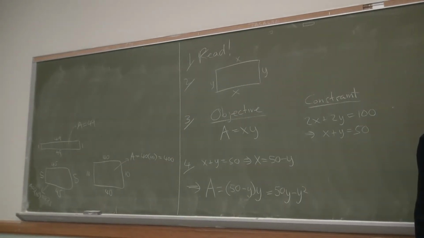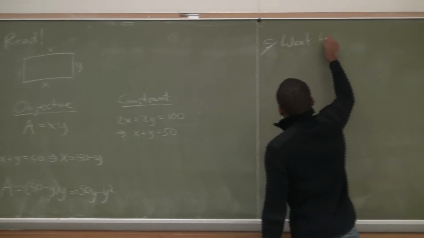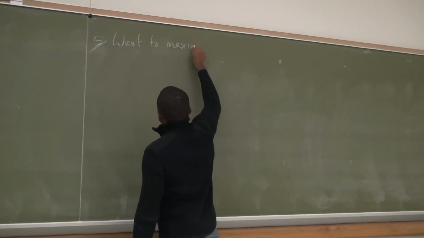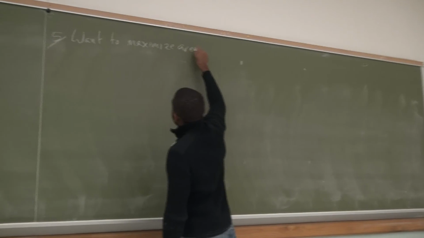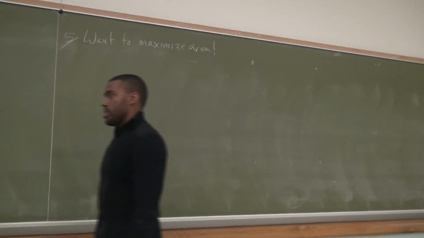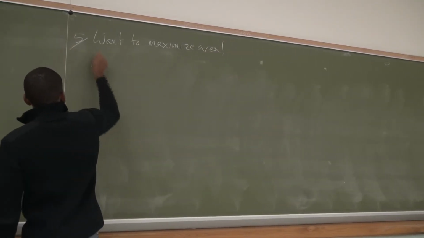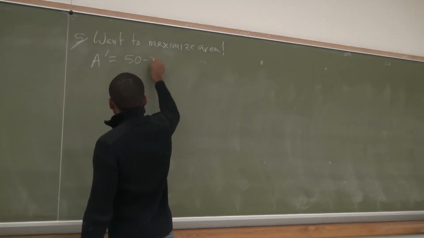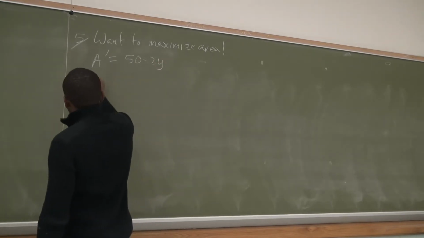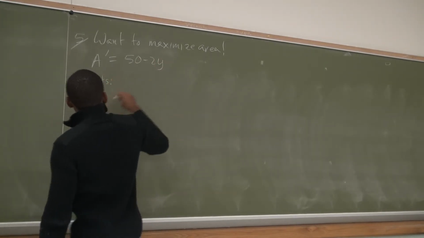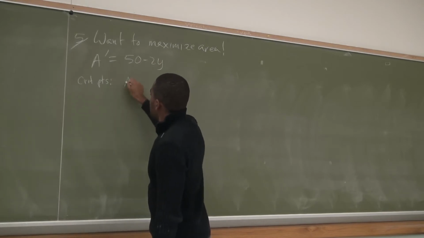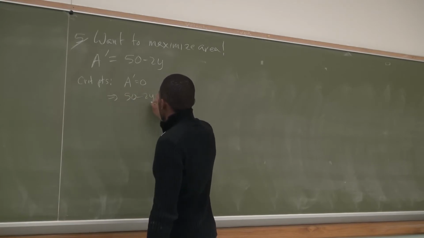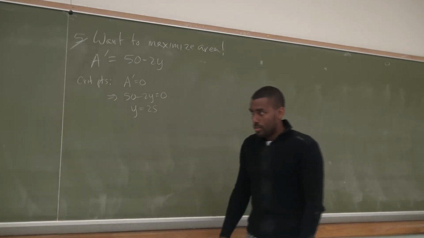This is step 5. Want to maximize area. So what am I going to do? Find critical points. So I'm going to find the derivative and find out the critical points. This means A prime equals 0. This means 50 minus 2y equals 0. This means y equals 25. Right?